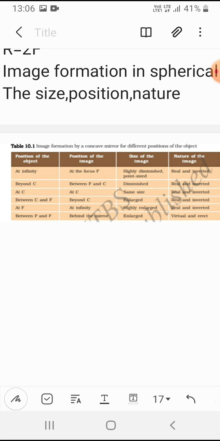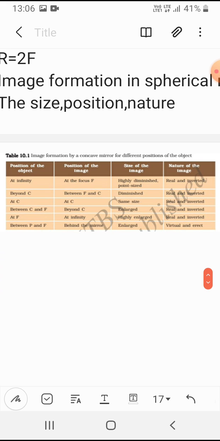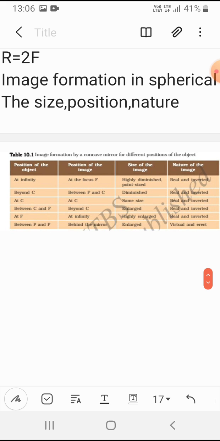And if the object is placed at C, not beyond C, then the image will come at C only, and the image will be the same size. And if the object is placed between C and F in a concave mirror, the image will come beyond C, and it will be enlarged, meaning big, and it will be real.